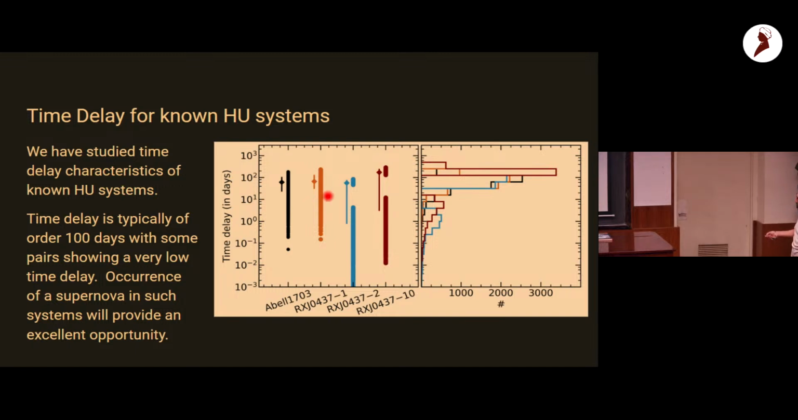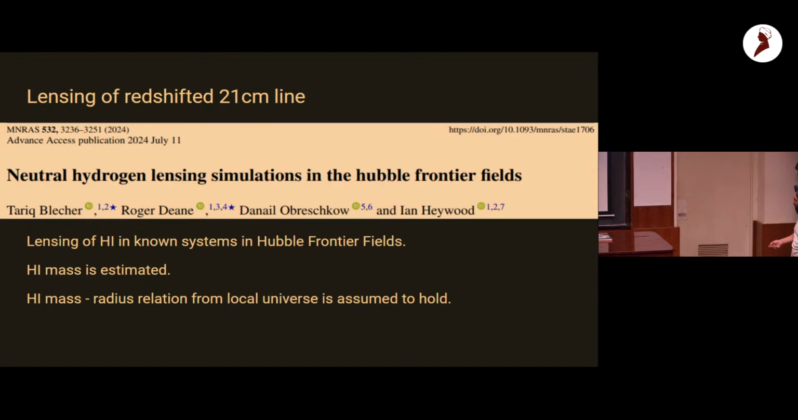So the time delays are of the order of days, going up to about 100 days for different images. The last thing which I will cover in the talk is neutral hydrogen lensing simulations in Hubble Frontier Fields. This is something which Tariq Blecher, Roger Deane and their group have been working on for some time, primarily looking at how to observe these using the MeerKAT array and SKA1, which will come up later.